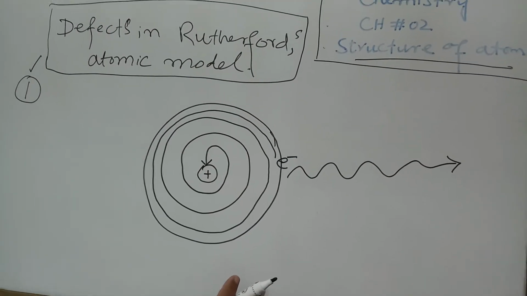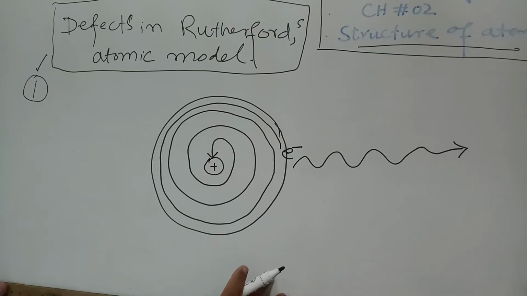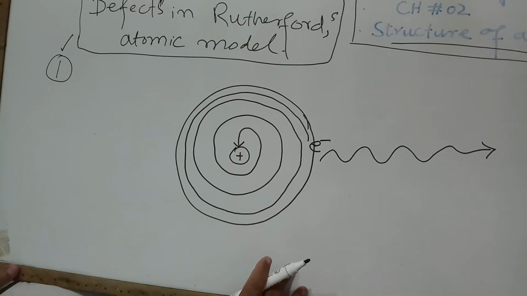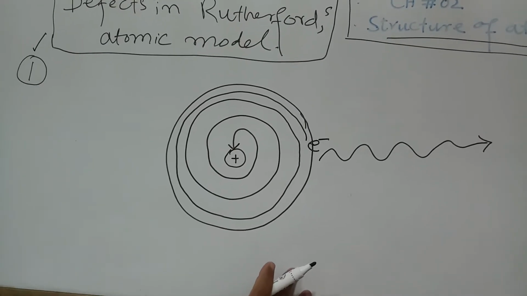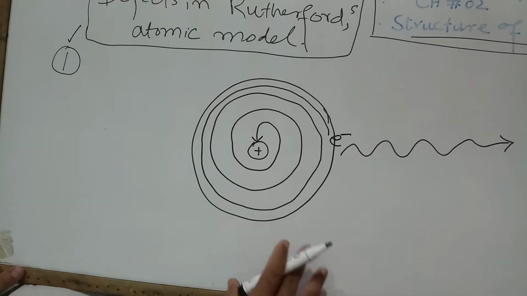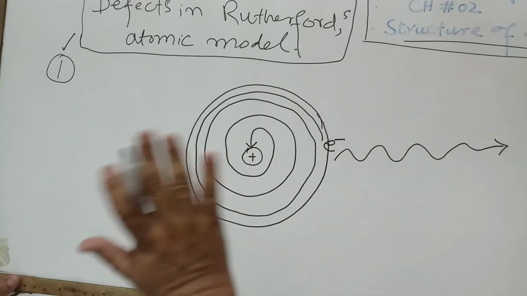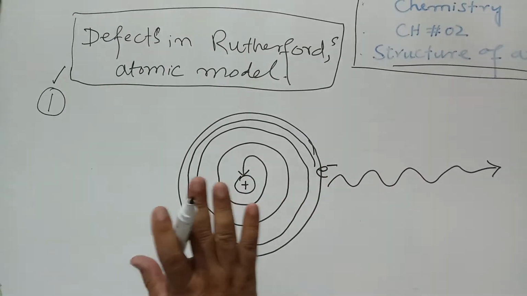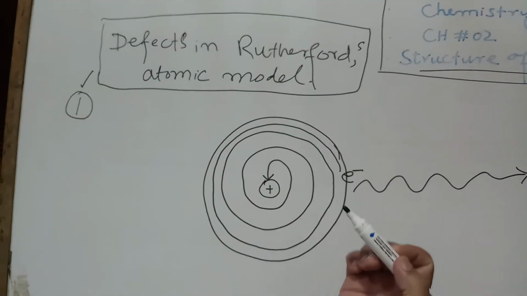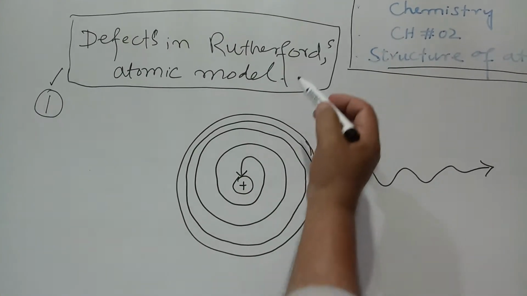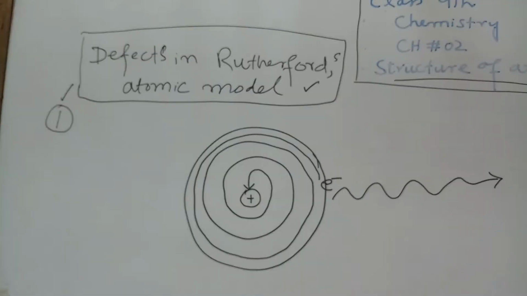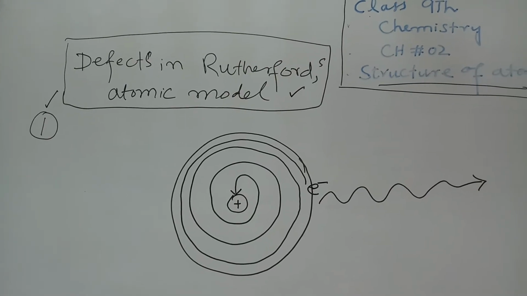We know matter is composed of atoms. When an atom collapses, this means matter collapses. If this was the situation, then there would have been nothing in the universe. The whole universe would be just vacant space. But actually this is not the reality. The atom is quite stable, and how the atom is stable is not explained by the Rutherford atomic model. This is the first drawback.